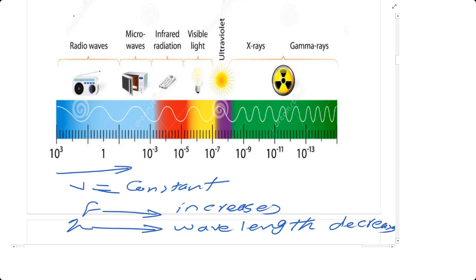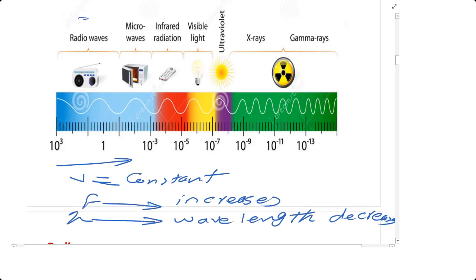All of them travel at a speed equal to 3 times 10 to the power of 8 meters per second, so 300,000 kilometers per second. It's an incredible speed. So all of them have the same speed. But as you can see here, the one which has the longest wavelength, the big lambda, is the radio wave, and the smallest lambda is gamma rays.